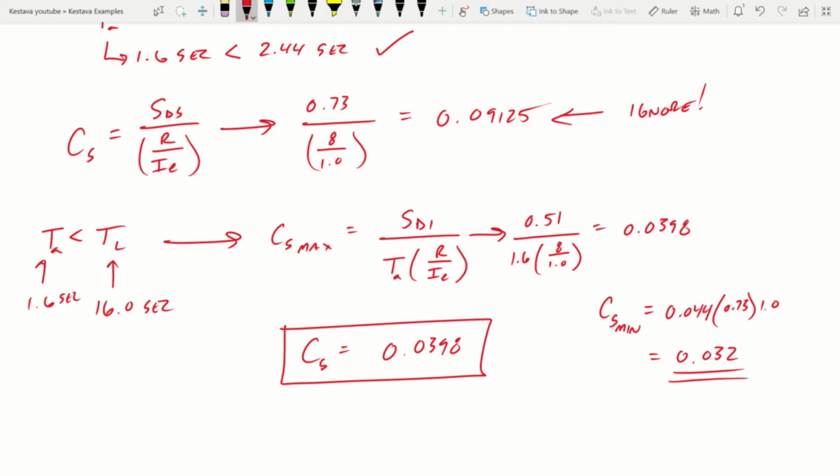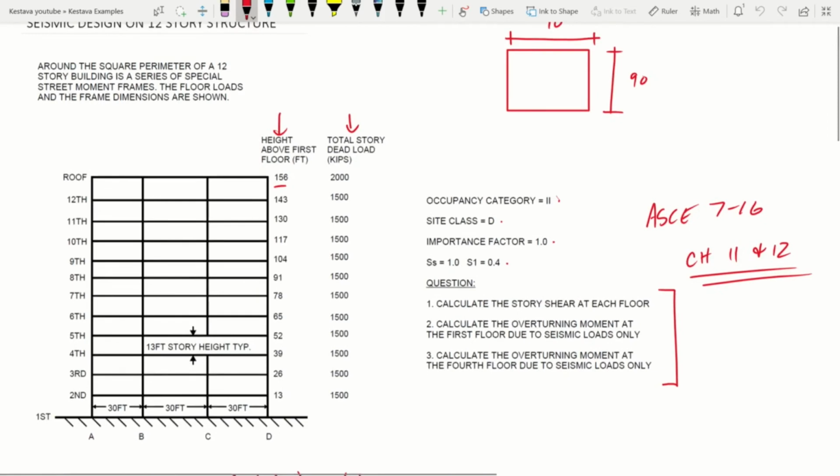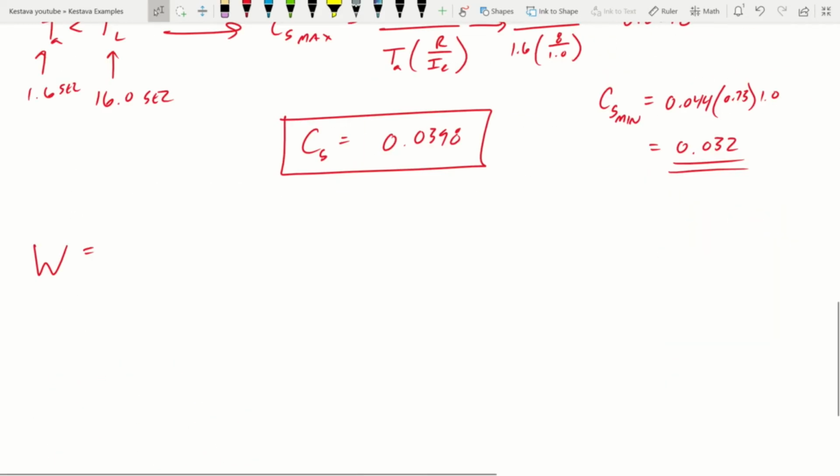All right, let's keep going. Now let's find our seismic mass. Well, big W is just going to be the summation of all of our story masses. So if we scroll up, all of these, all of those summed together will be 18,500 kips. So big W, 18,500 kips.